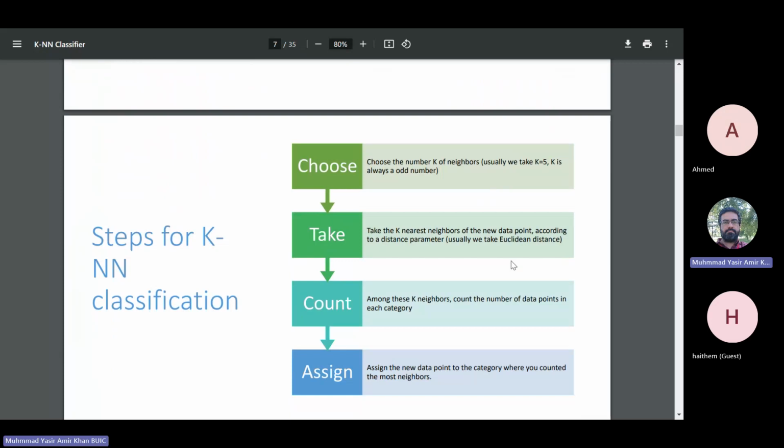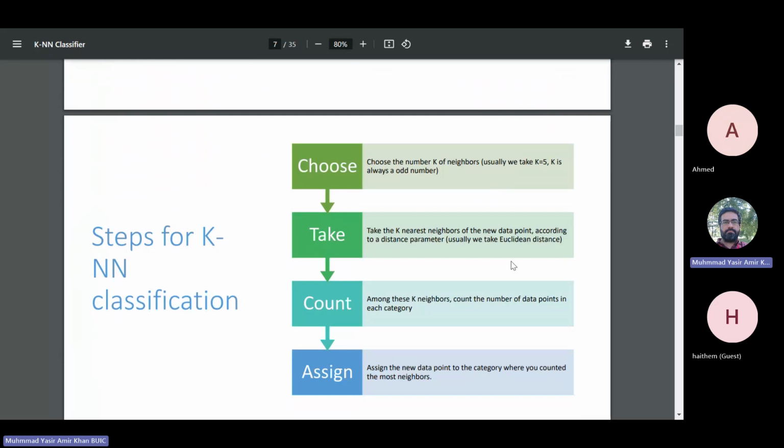If we consider five in this case, five nearest, we can even have three or seven as well. But right now, let's consider K to be five. We will consider the K nearest neighbors of the new data point according to the distance parameter, usually the Euclidean distance. Now we find its distance from each of the five nearest data points. The distance is calculated in some way, and one of the ways to find the distance is Euclidean distance.